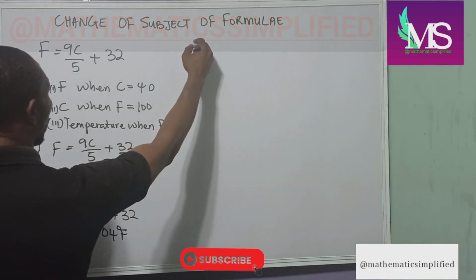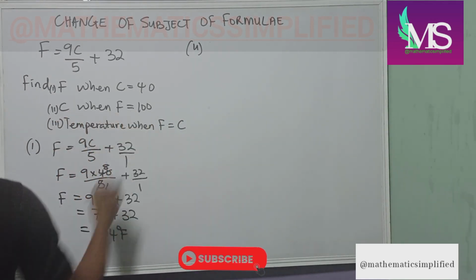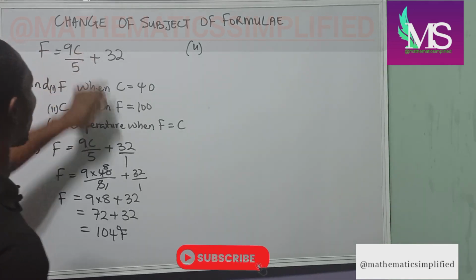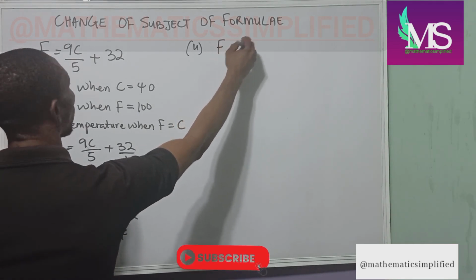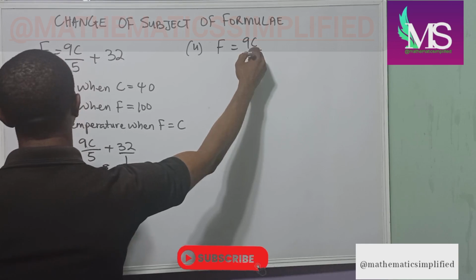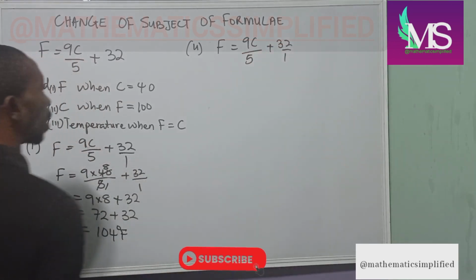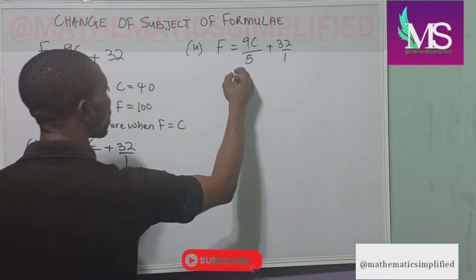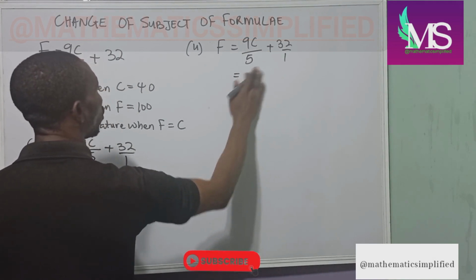Now when we look at question 2, it says find C when F is 100. That means from here we have to make C the subject of the formula. So if we have it as F equals 9C all over 5 plus 32 over 1, now expanding this, we find our LCM first. LCM will be 5.